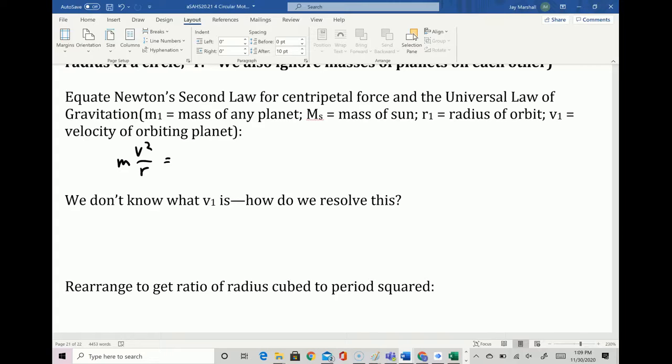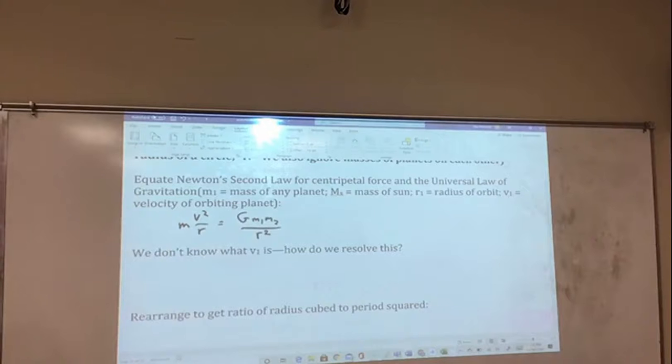Because this is just saying this is the centripetal force, right? Mass times acceleration. That's the centripetal force. Well, what's causing the centripetal force? And in this case, it's G m1 m2 over r squared. Okay? Since it's gravity, we can equate this force with the formula due to gravity. And we can do that with anything.